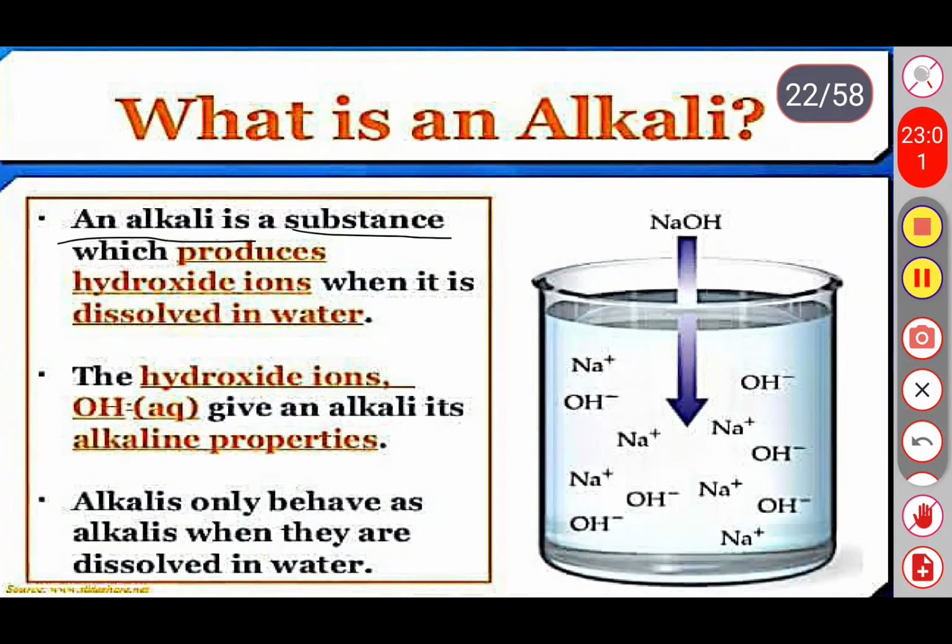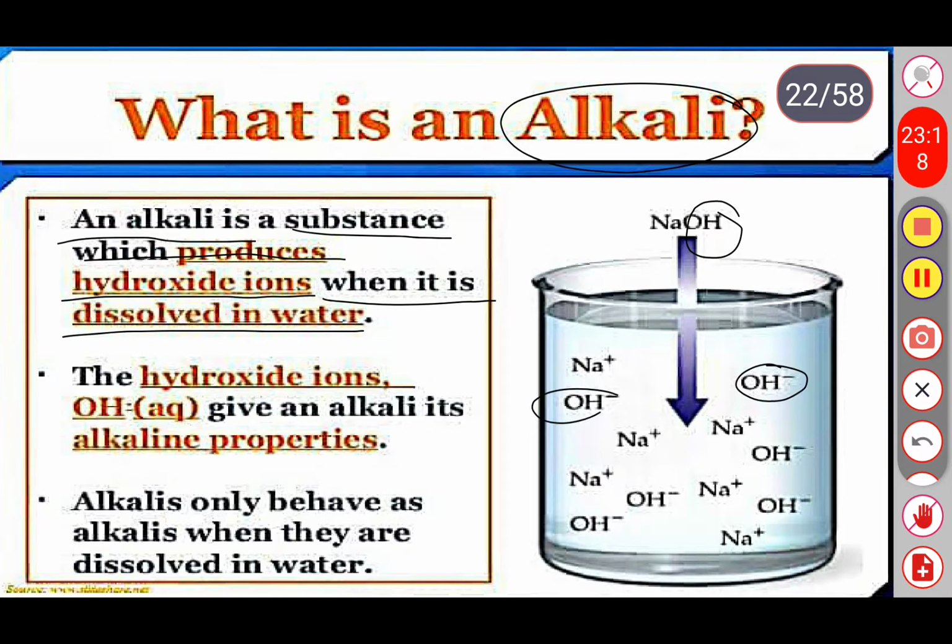Similarly, bases also, alkalis are nothing but bases, right? So alkalis also produce hydroxide ions. They release OH minus ions when they dissolve in water, but they should be completely soluble in water. All the alkalis are completely soluble in water. Okay, next one, the hydroxide ions OH minus give an alkali its alkaline properties. Alkalis only behave as alkalis when they are dissolved in water.